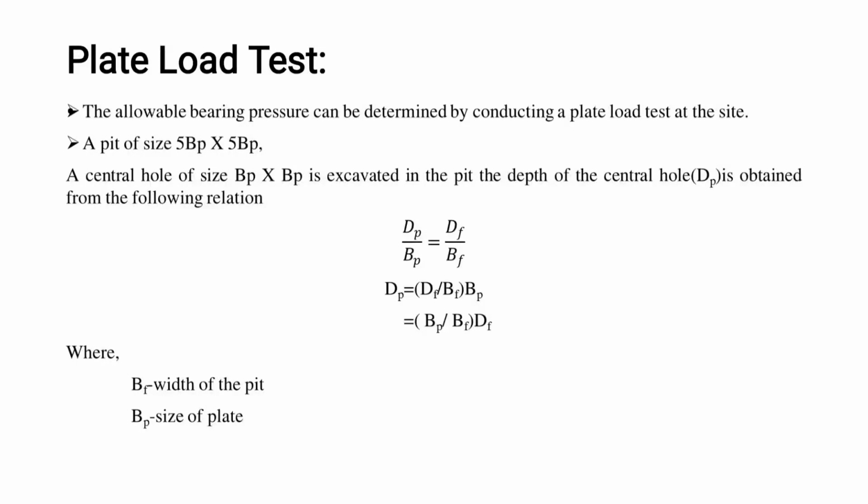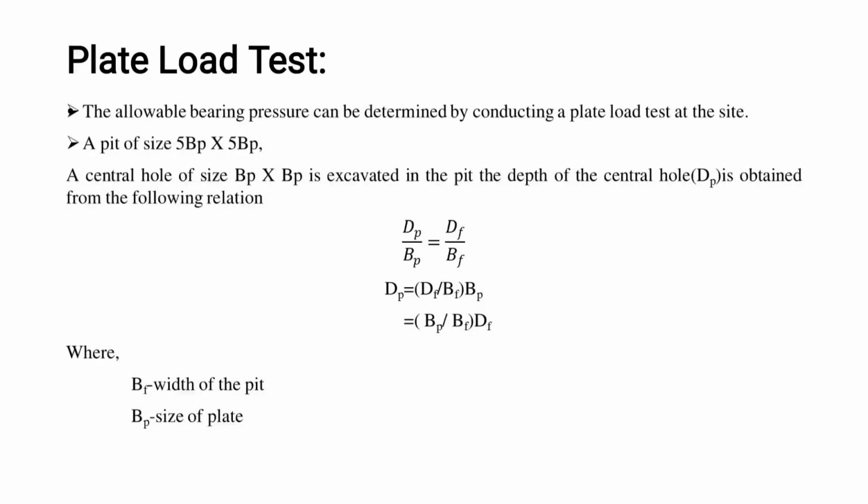So, next one is plate load test. Plate load test is conducted to determine the allowable bearing pressure, and it is conducted by using a plate. First, we make a pit, that is a hole of size 5 BP cross 5 BP, where BP is the width of the test plate. First, by driving a pit, then we make a center hole of BP cross BP, that is the width of the plate.